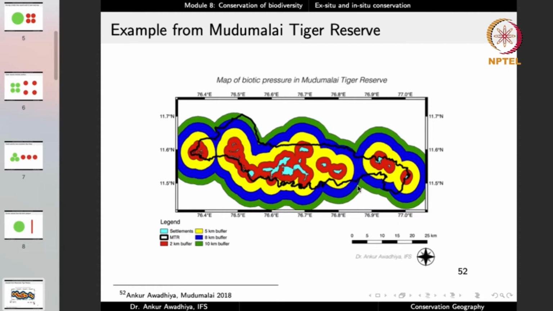And so we will not say that this is a very good design, and probably this gives us an idea that these settlements on the inside, they can probably be relocated by giving certain amounts of compensation, so that more and more of the reserve becomes an inviolate area for wildlife.